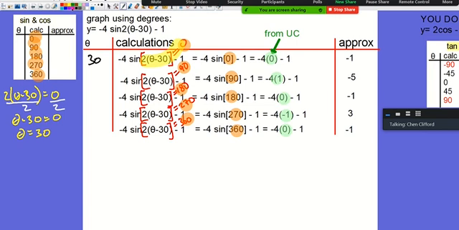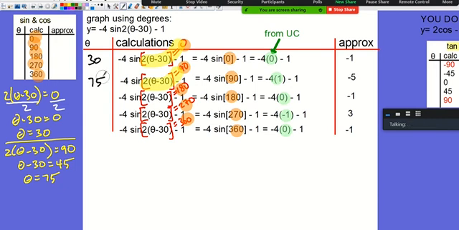Okay, I'm going to do one more with you. Let's do this 90-degree one. So 2 times theta minus 30, this time equals 90. Divide both sides by 2, and you get theta minus 30 equals 45. Add 30 to both sides, and you get theta equals 75. So this is going to be 75.